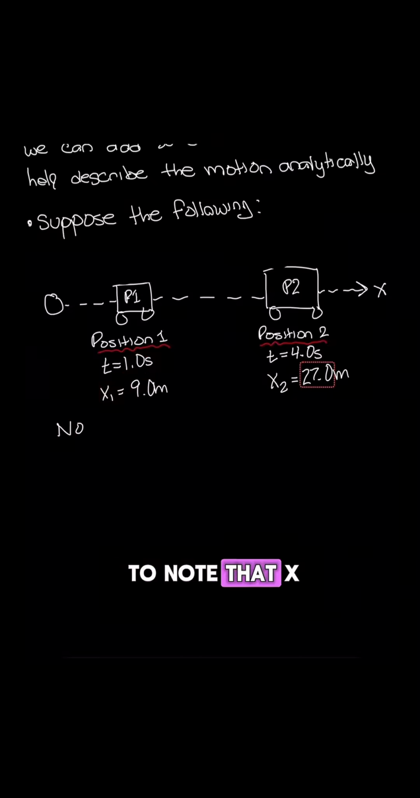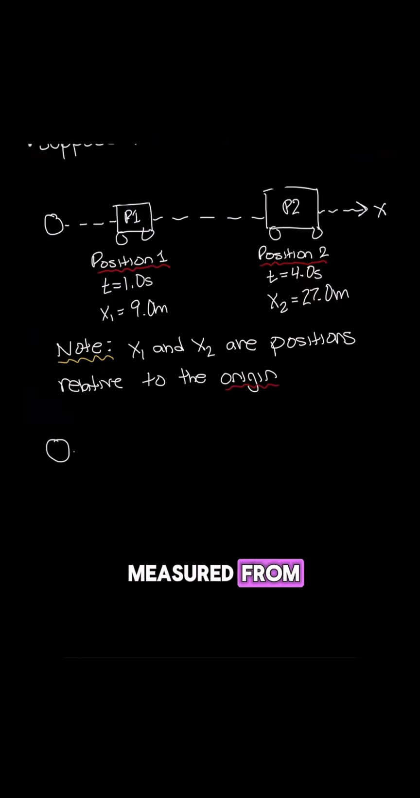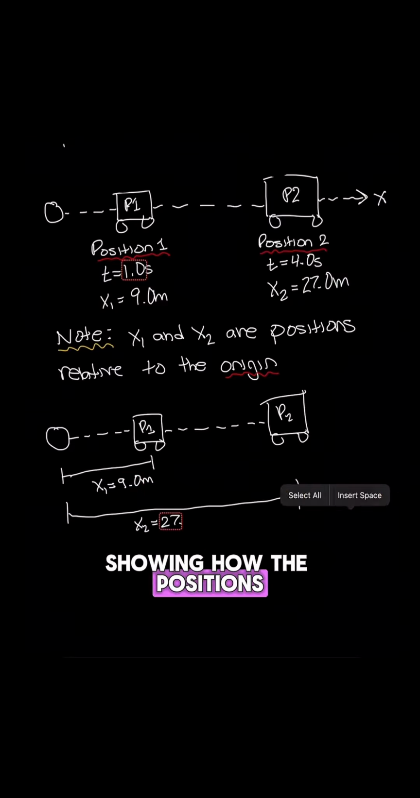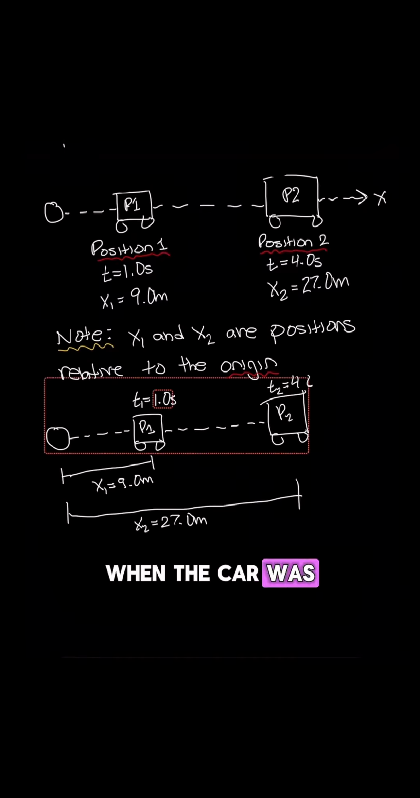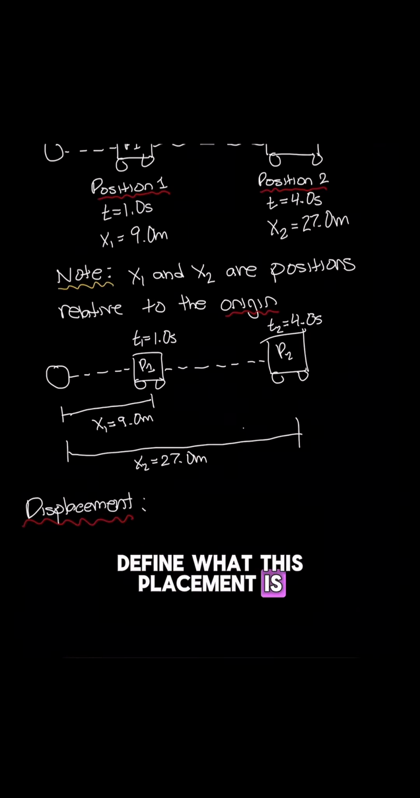So we have to note that x1 and x2 are relative to the origin. That's where it's measured from. Below, we'll just show the diagram a different way, showing how the positions are measured from the origin, and we label what time it was when the car was at position 1 and position 2. Now we can properly define what displacement is.